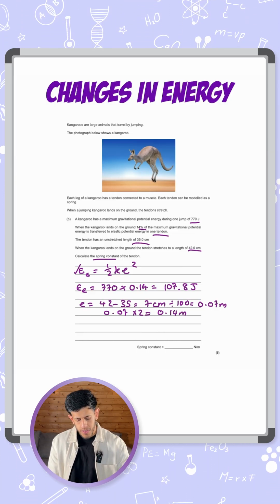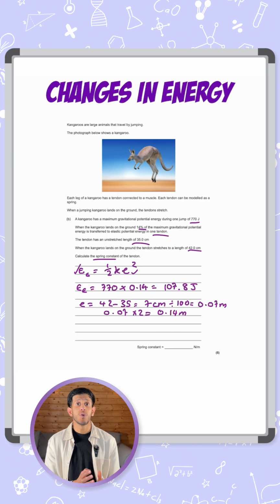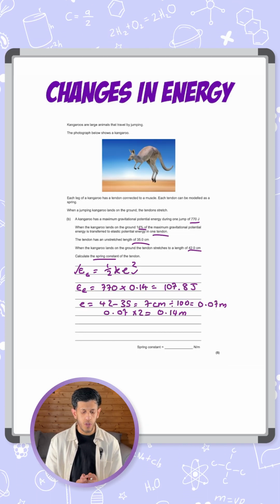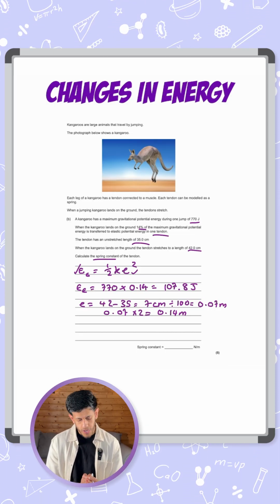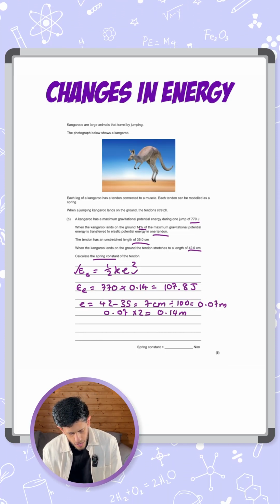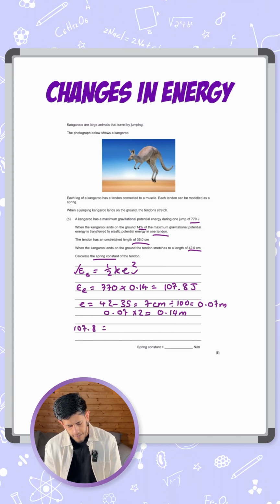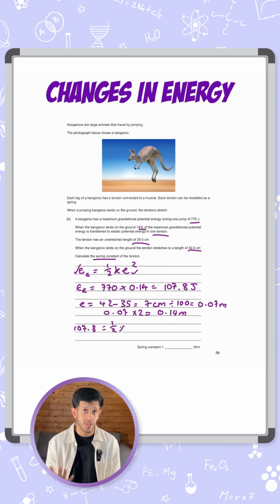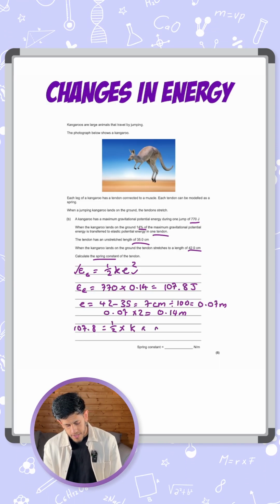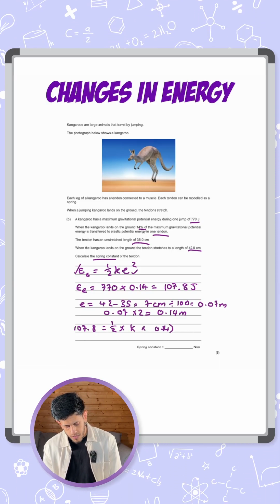Okay, so now we know the extension. I'll give that a tick. We know the elastic potential energy. There's only one unknown, the one we want to find, the spring constant. So let's substitute into the equation. 107.8 joules for elastic potential energy equals a half times the spring constant, which will leave us K because we don't know it, multiplied by our extension squared, 0.14 squared.